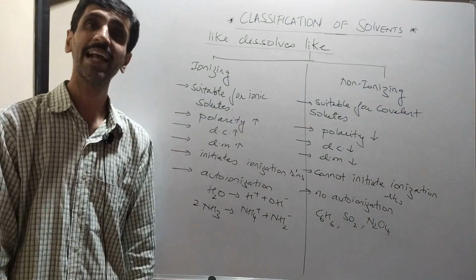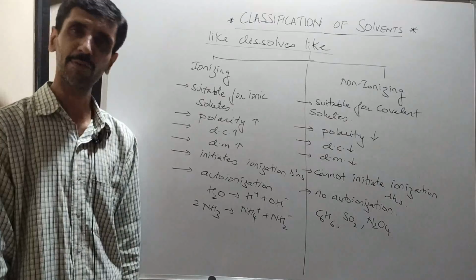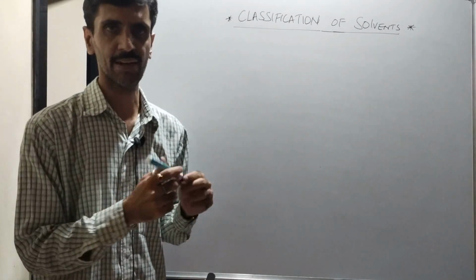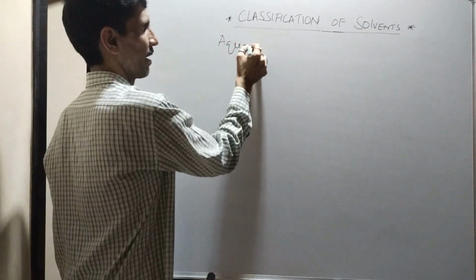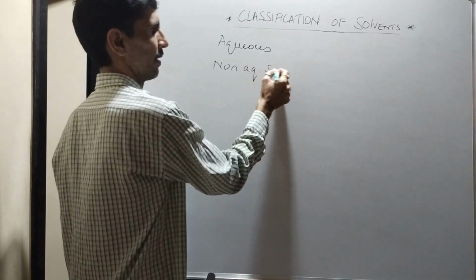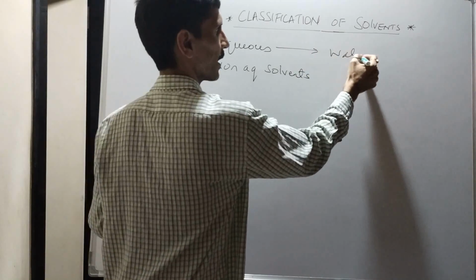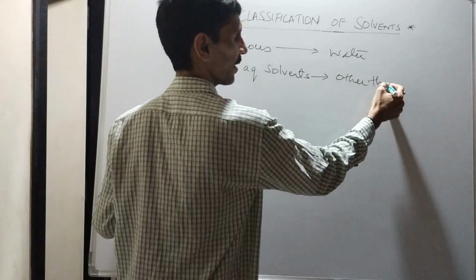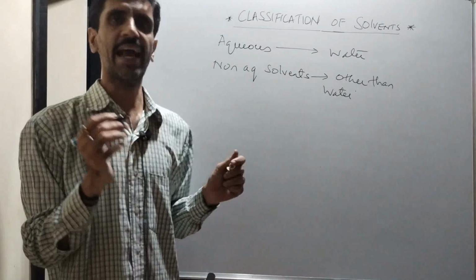And what is that category? Like dissolves like. And I hope you have understood this part. My dear friends, we go into the third category under classification of solvents, and that is aqueous and non-aqueous solvents. When I talk about aqueous, it's simple, it's water. And when I talk about non-aqueous, it is anything other than water as a solvent. Okay, I guess it's as simple as that. Once again I repeat, aqueous and non-aqueous.